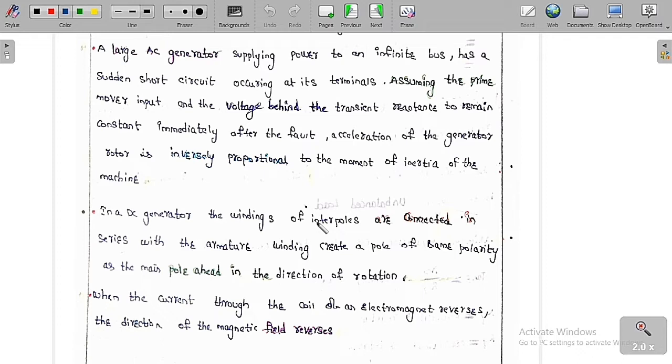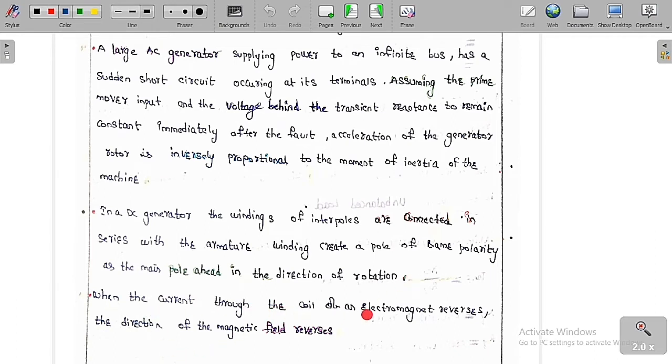I have already told you that in a DC generator, the MNA is going to rotate in the same direction as the rotation of the generator, and also whatever the polarity of the interpole is, it is the same polarity as the main pole ahead in the direction of rotation. These things I already told you in a very detailed manner. So simply, in a DC generator, the windings of interpoles are connected in series with the armature winding and create a pole of the same polarity as the main pole ahead in the direction of rotation of the DC generator.